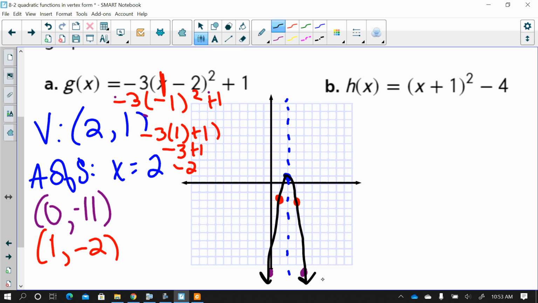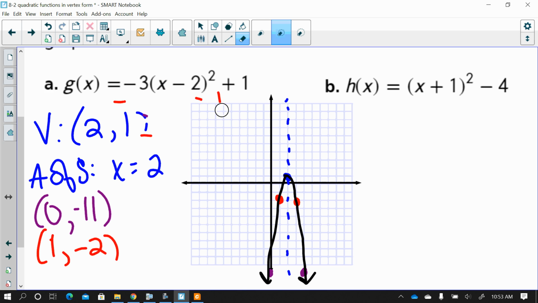Does this match what the graph tells us? Well, let's check it out. A is negative. Does my parabola open upside down? Absolutely. I have a 3, so it's pretty skinny. And my vertex is in the right spot. So that is what you would want to do. Okay, go ahead and try letter B.